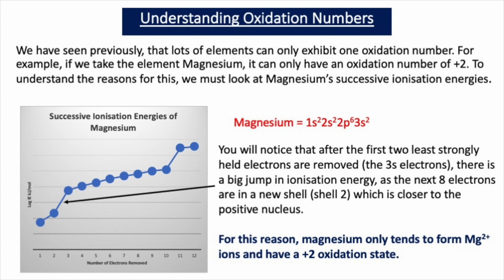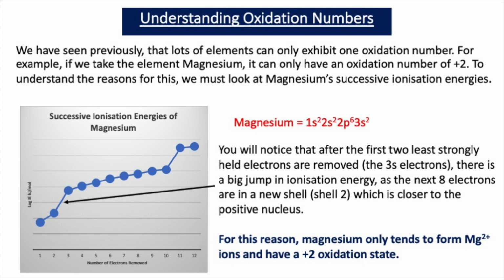If you look at this graph closely, you'll notice that after the first two least strongly held electrons, the 3s electrons, are removed, there is a big jump in ionization energy, as the next 8 electrons are in a new shell, shell 2, which is closer to the positive nucleus. That's why they're harder to remove and need more energy. For this reason, magnesium only tends to form Mg2+ ions and have an oxidation state of +2.